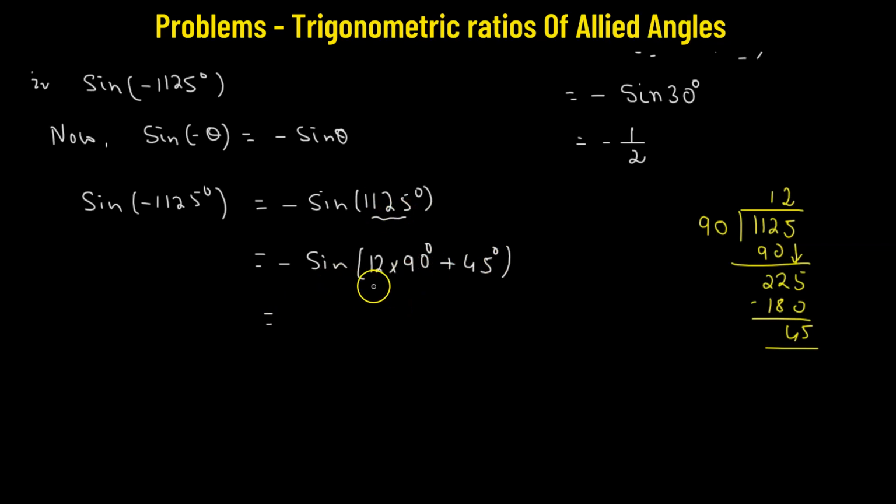Here we observe that we have sine of an even multiple of 90 degrees. And whenever we have an even multiple, sine remains as sine. We already have a negative sine here. We have negative sine 45 degrees.